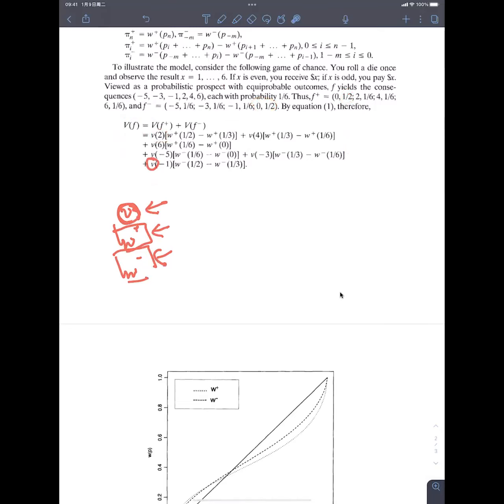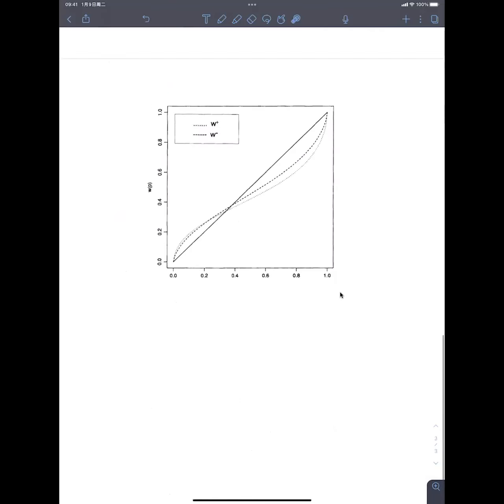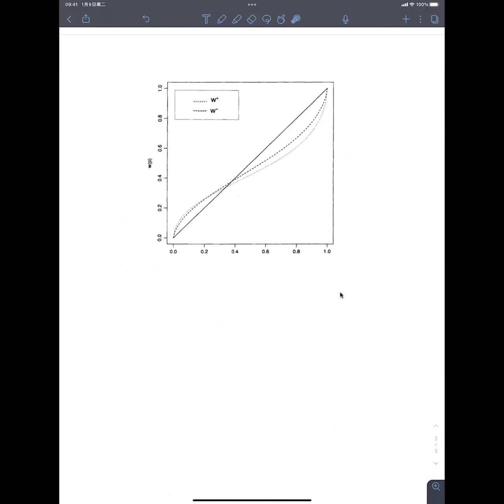But for decision weight, the author proposed this graph. This graph is constructed based on experiment. The author collected data from 25 people in the past, and used that data to create this figure. In this figure, the dotted line is for gains decision weight, and the dashed line is for losses decision weight.